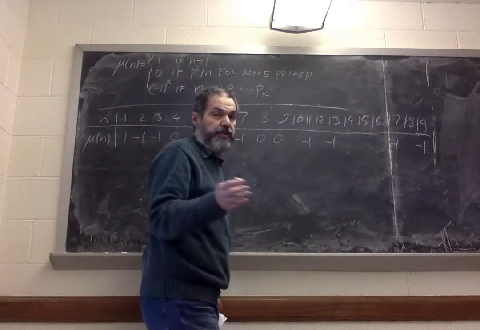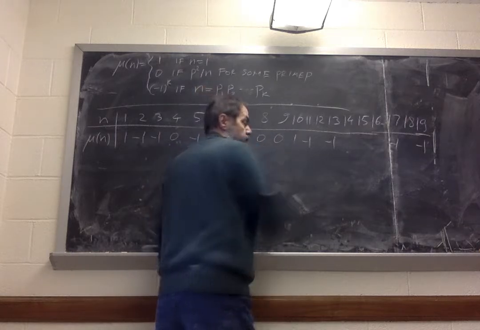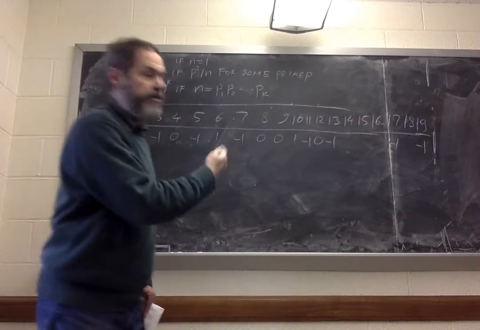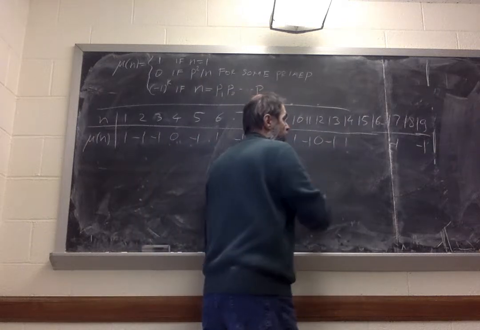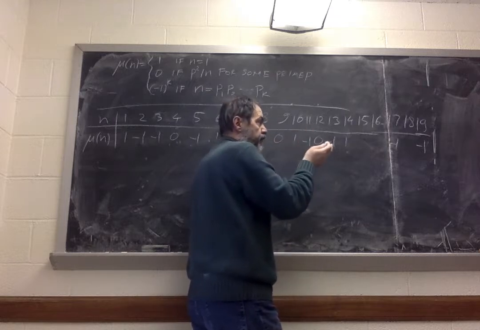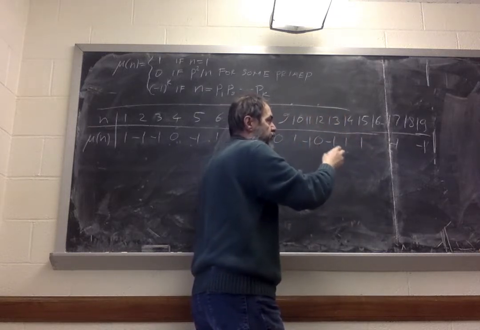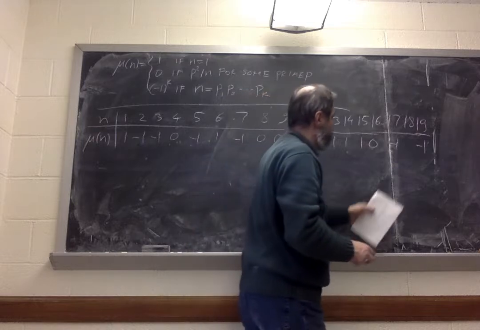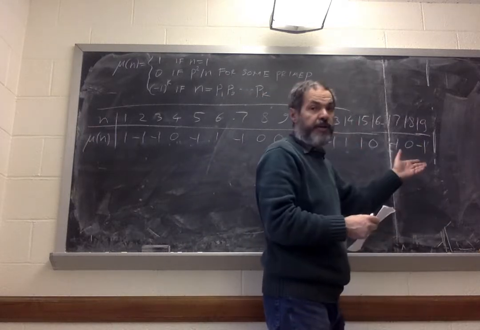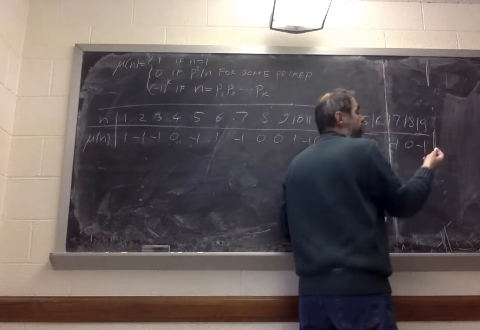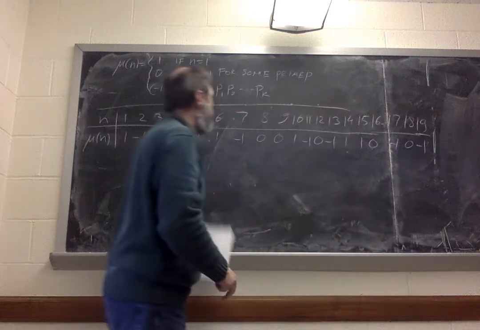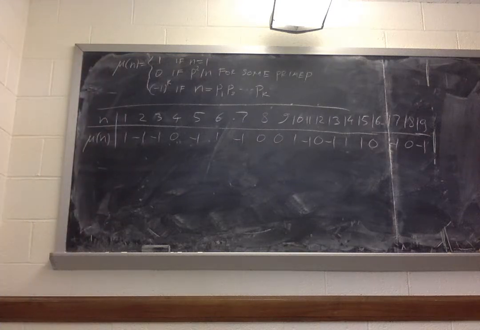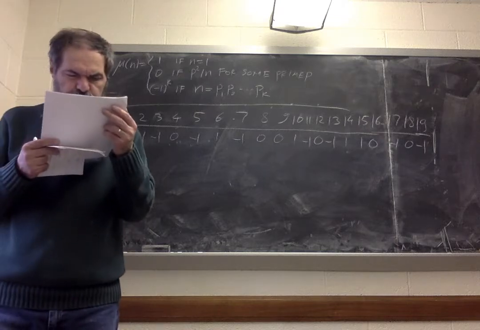10: plus 1, because it's 2 times 5, a product of 2 distinct primes. 12: 0, because 2 squared divides 12. 14: 2 times 7, so plus 1. 15: plus 1, 3 times 5. 16: mu of 16 is 0, a repeated factor of 2. 18: it's 0 because 3 squared divides it. And 20: it's still 0 because of a repeated factor of 2. So it's very easy to compute them.